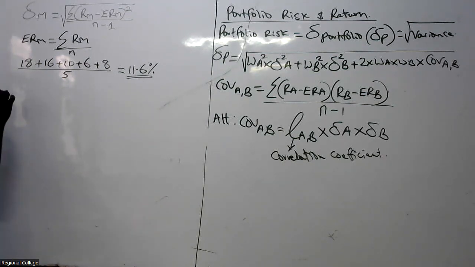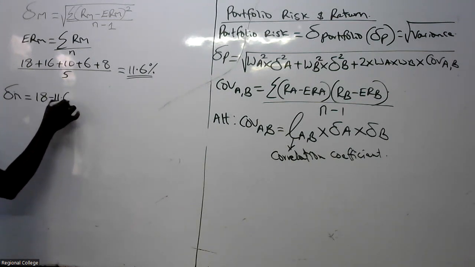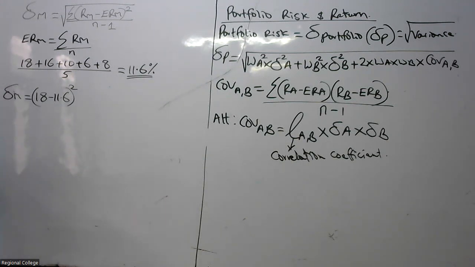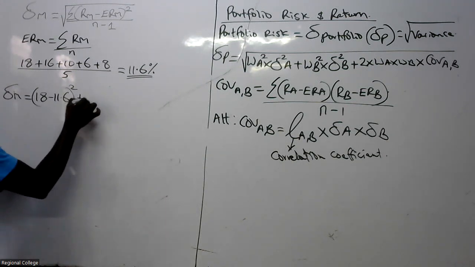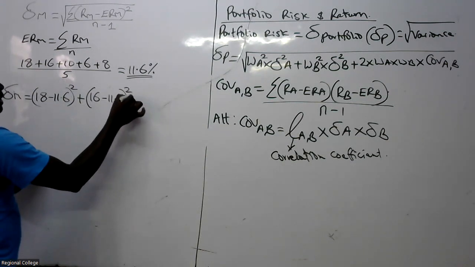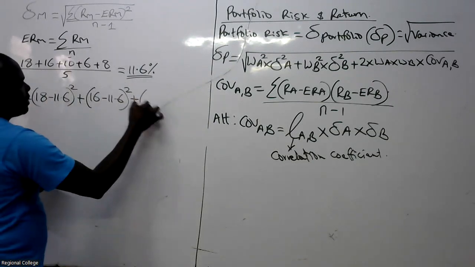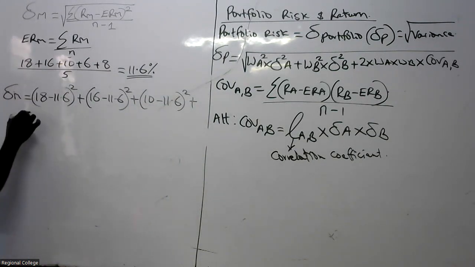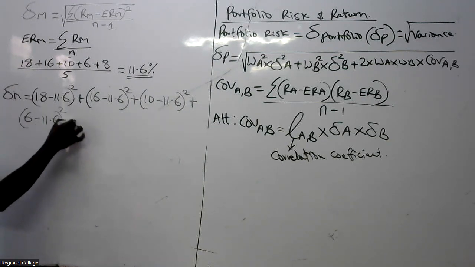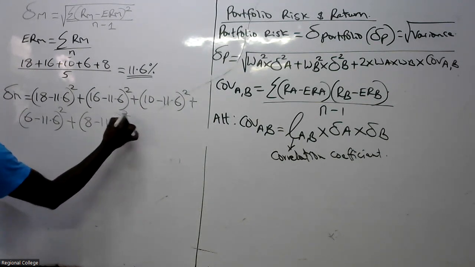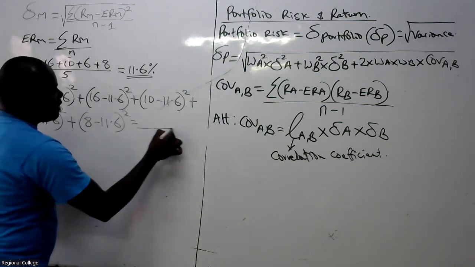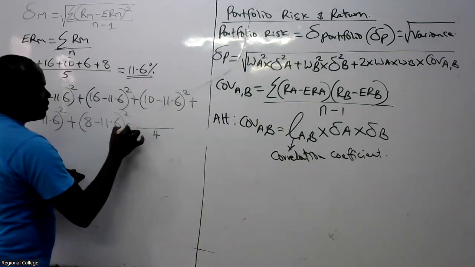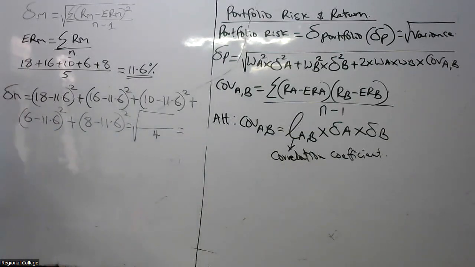So we have the expected returns. Therefore, our standard deviation shall be: first return 18 minus 11.6 squared, plus second return 16 minus 11.6 squared, plus third return 10 minus expected return of 11.6 squared. Next is 6, 6 minus 11.6 squared. Then finally you have 8 minus 11.6 squared. Now divide by what? 5 minus 1 is 4. Then we get the square root.